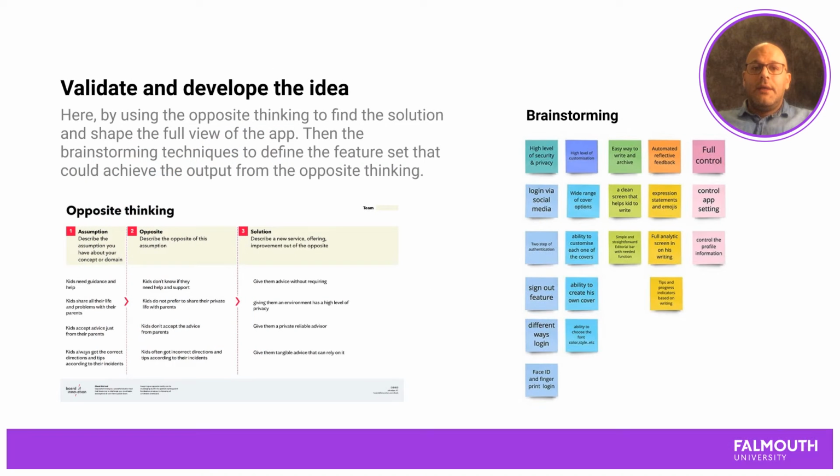Now I need to structure my thoughts by starting with the opposite thinking technique to find the solution, and I used the brainstorming technique to find the features that may achieve these solutions. From the above steps, you will now have a clear idea, but it's still considered assumptions that need to be checked. To do this, you have to do some research to validate it.